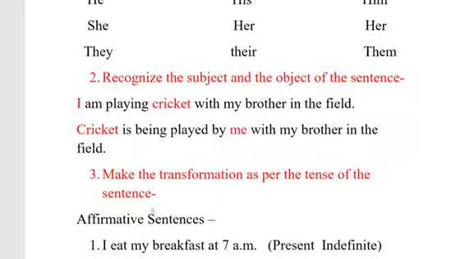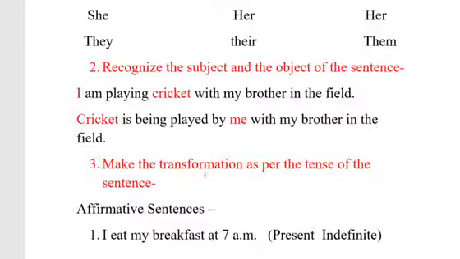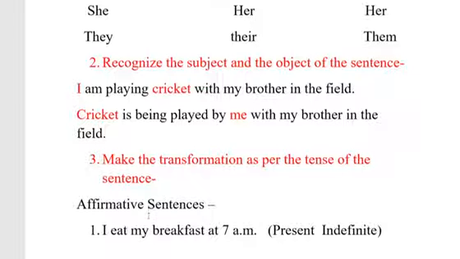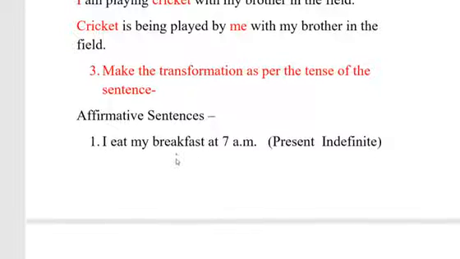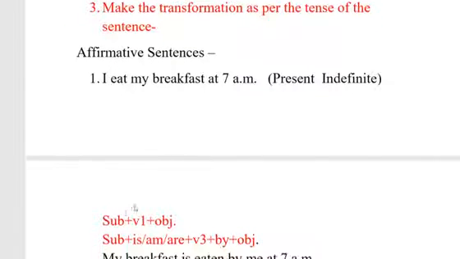Now we will understand the third rule. Make the transformation as per the tense of the sentence. Yes, transformation is done as per the tense of the sentence. So we will understand the affirmative sentences today, and in the next videos we will understand negative and interrogative ones. So let's start with the first tense, and that is present indefinite. Here the structure is subject plus the first form of verb plus object.